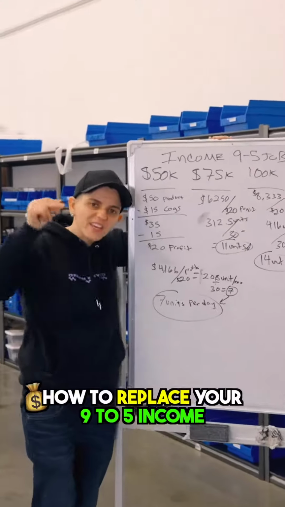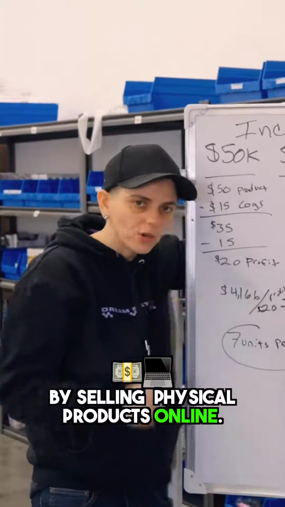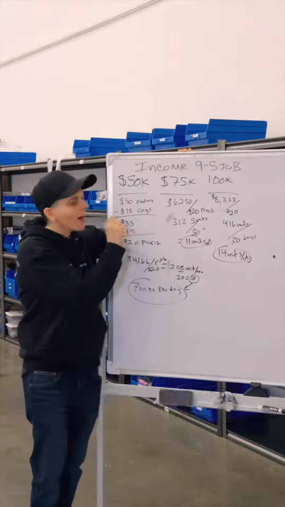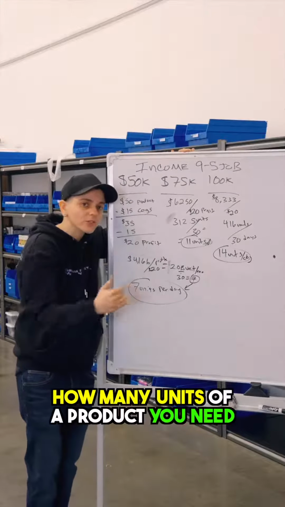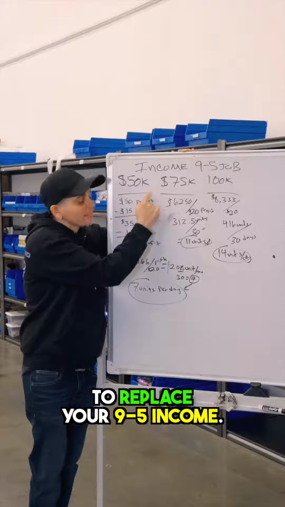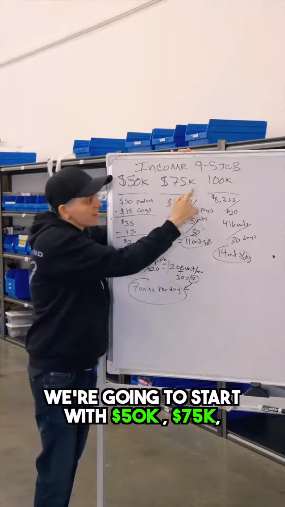Replace your 9 to 5 income by selling physical products online. Today, we're going to be talking about how many units of a product you need to sell per day to replace your 9 to 5 income. And we're going to start with 50,000, 75,000, and 100,000.